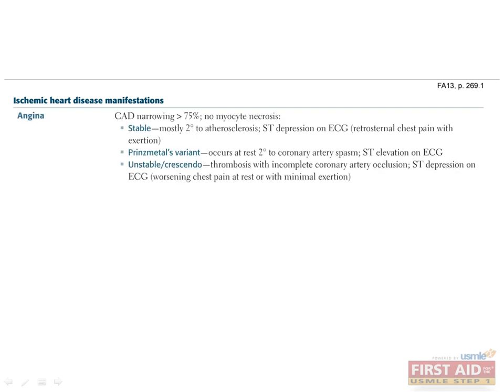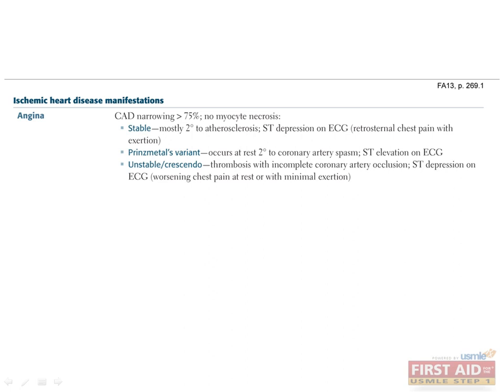First is angina, technically known as angina pectoris. This is chest pain due to poor blood flow as a result of narrowing of the coronary vessels. However, there is no myocyte death as in myocardial infarction. In the stable state, there is retrosternal chest pain with exertion and is mainly due to atherosclerosis narrowing of the coronary vessels. On EKG, there is ST depression. Rest or nitroglycerin relieves symptoms.